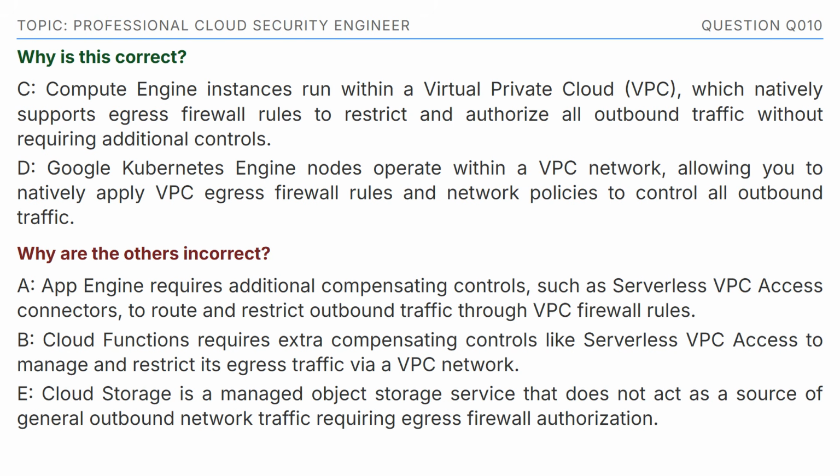Why are the others incorrect? A. App Engine requires additional compensating controls, such as serverless VPC access connectors, to route and restrict outbound traffic through VPC firewall rules. B. Cloud Functions requires extra compensating controls like serverless VPC access to manage and restrict its egress traffic via a VPC network. E. Cloud Storage is a managed object storage service that does not act as a source of general outbound network traffic requiring egress firewall authorization.